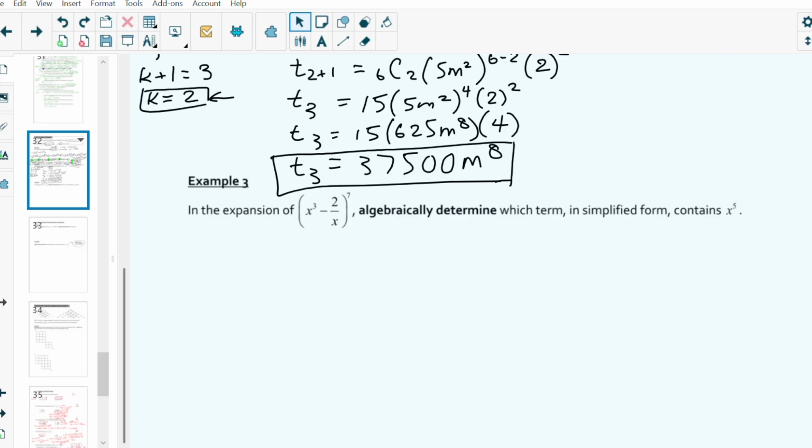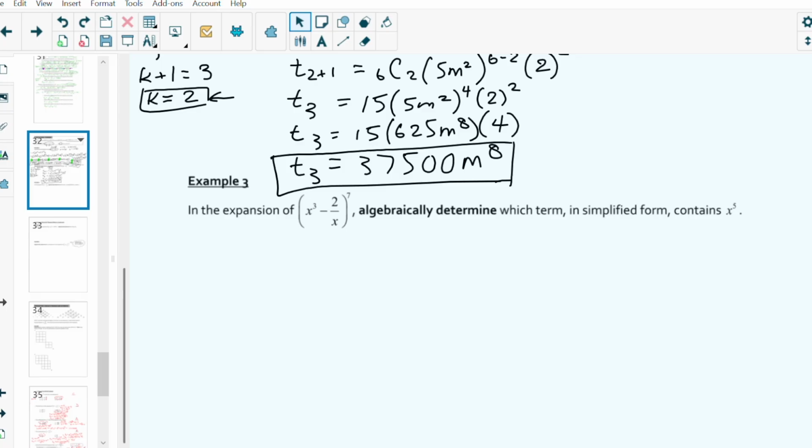Okay, example 3. In the expansion, whoa, okay, look at this binomial. X cubed minus 2 over x raised to exponent 7. Algebraically determine which term in simplified form contains x to the 5th. Okay, so again, we're not going to multiply all this out. We're not going to do the full binomial expansion and then find the term that has x to the 5th. We want to do this algebraically.